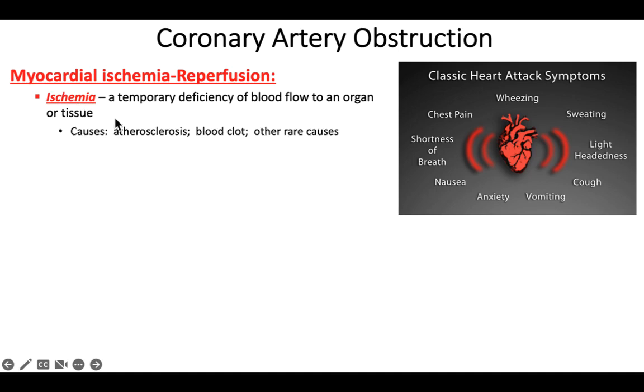This could be due to reduction in blood flow, atherosclerosis. This is when there's cholesterol and saturated fat reducing the diameter of the artery. Could be caused by blood clots or other rare causes. Ischemia is going to cause a reduction in oxygen, so hypoxia. When heart muscle isn't getting enough oxygen, it weakens the muscle, and then it could potentially cause the muscle to die.